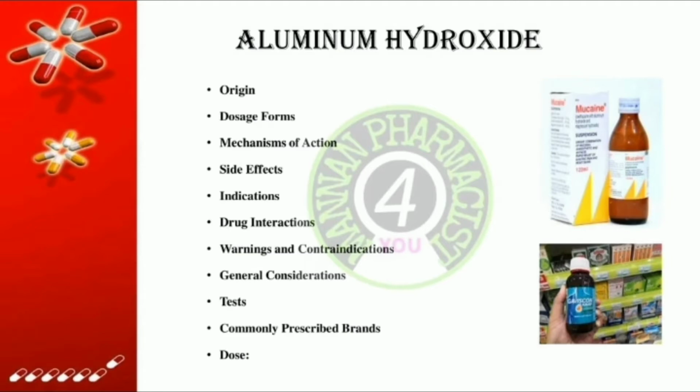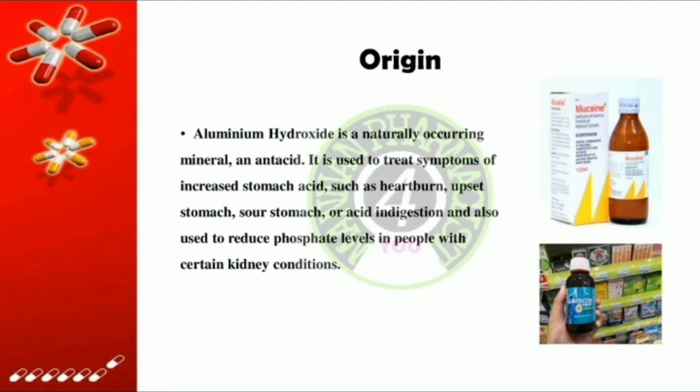Gastrointestinal tract drugs are used to treat gastrointestinal tract problems. Now I will discuss the drug aluminium hydroxide. Origin: it is a naturally occurring mineral, an antacid. It is used to treat symptoms of increased stomach acid, such as heartburn, upset stomach, sour stomach, or acid indigestion, and also used to reduce phosphate levels in people with certain kidney conditions.